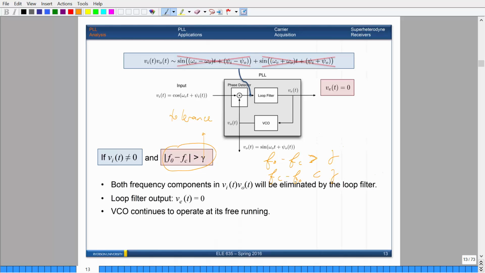What this implies is that if your carrier frequency is too far away in comparison to the free running frequency, then it will not track. So the output will just be the same free running frequency. For example, let's say your input frequency is 10 hertz and the voltage controlled oscillator output is 8 hertz. The difference, 10 minus 8, is 2. Let's say 2 is a good threshold.